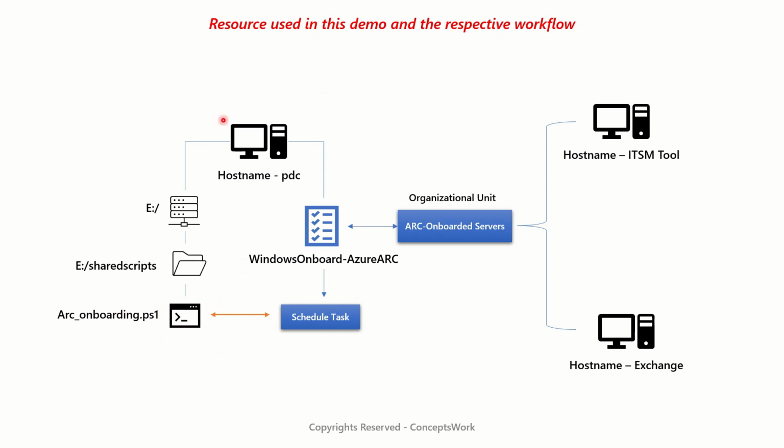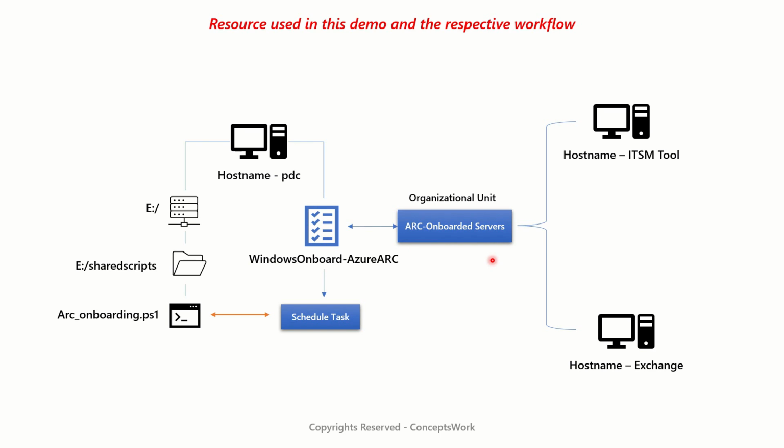And inside this folder, I'm going to place my onboarding script. Now on the same server, I'm going to create a Group Policy Object, and I'm going to give it a name, which is Windows Onboard - Azure Arc. The purpose of this GPO is to schedule a task on the machine that will run this particular script. Once this GPO is created, I will link it to my OU, which is arc-onboarded servers. And then I will move these objects to this particular OU so that the respective onboarding can be completed.